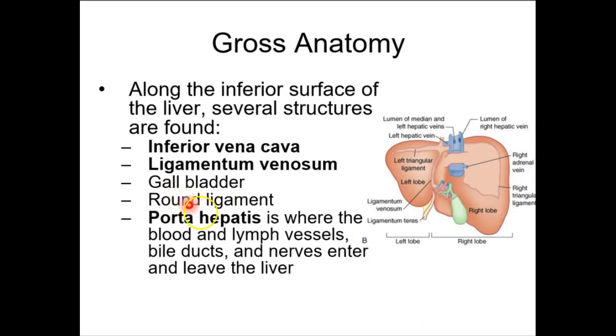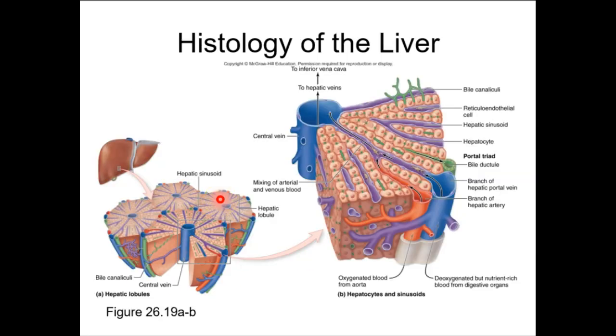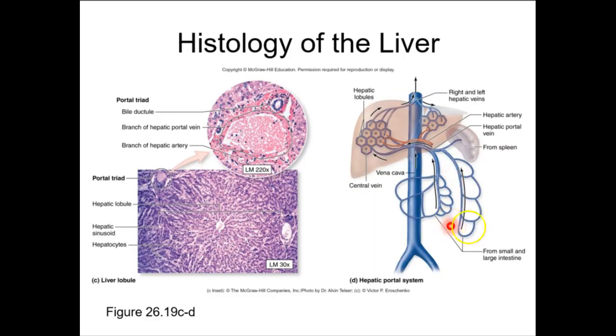Ligamentum venosum. Porta hepatis is the hilum, so to speak, of the liver. Histologically, your liver's really cool. It's actually in little stacked hexagons. The way I drew this was not a mistake. I drew a little hexagon because these are blood vessels in the liver. So this is a branch of the hepatic portal vein. Let's look at that hepatic portal vein really quick.